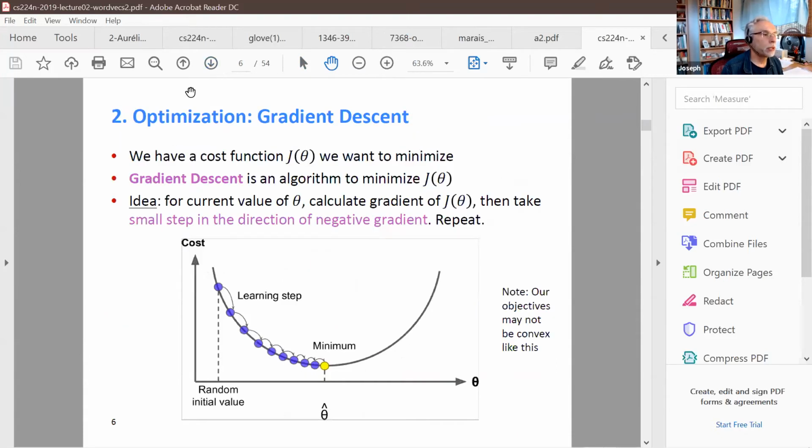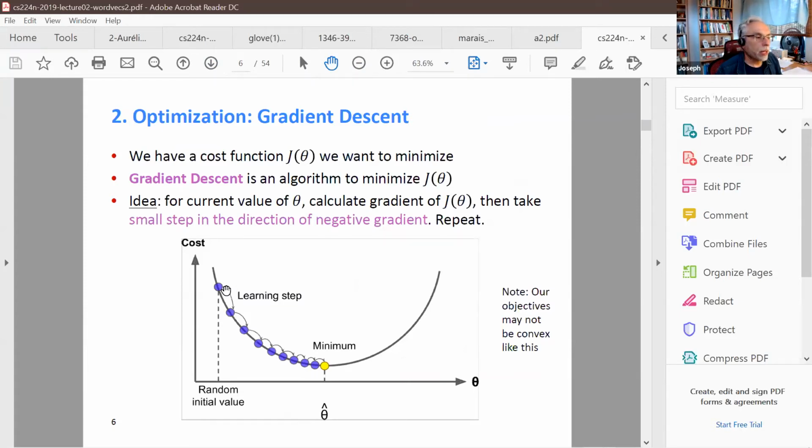Okay, optimization is done by gradient descent. We've all been introduced to that. The idea is if you have a function and you want to find its minimum, you just take steps in the negative direction of the gradient, or in the direction of the negative gradient, and then you'll get there.